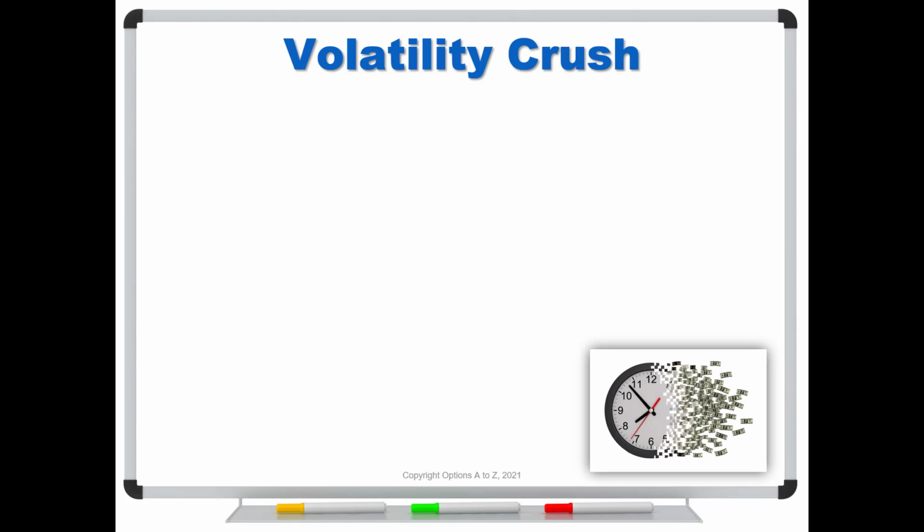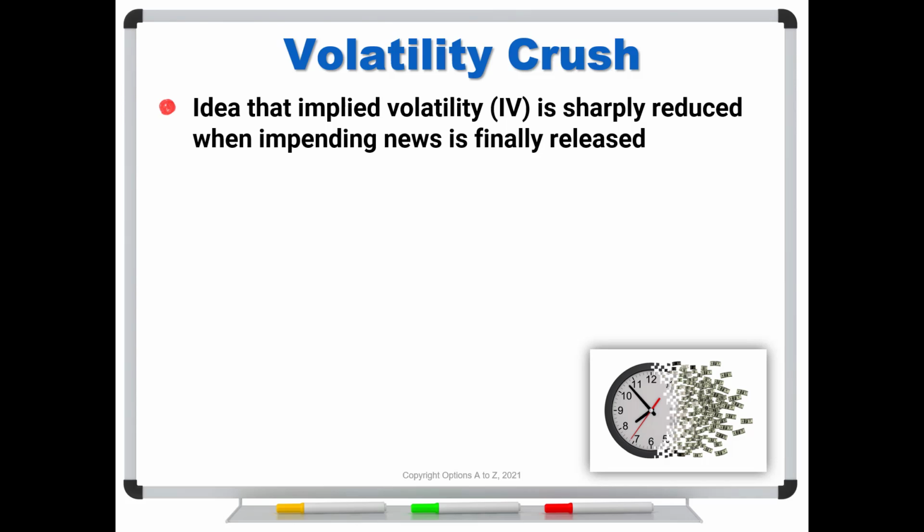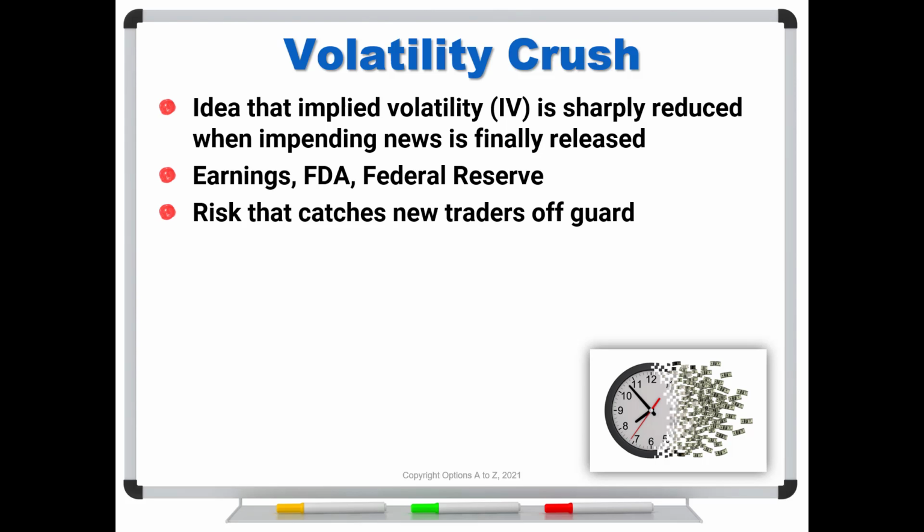Well, the volatility crush is the idea that the implied volatility gets sharply reduced when impending news is finally released to the market. So again, it's usually things like earnings, FDA announcements, the Federal Reserve coming out with some type of speech, or somebody's going to make an announcement about something. And this news is circulating in the market, and the option prices start getting bid up higher and higher, and so traders try to make a play on these announcements. But what happens is that if the implied volatility gets sharply reduced after that news is announced, well, that's a risk that catches new traders off guard.